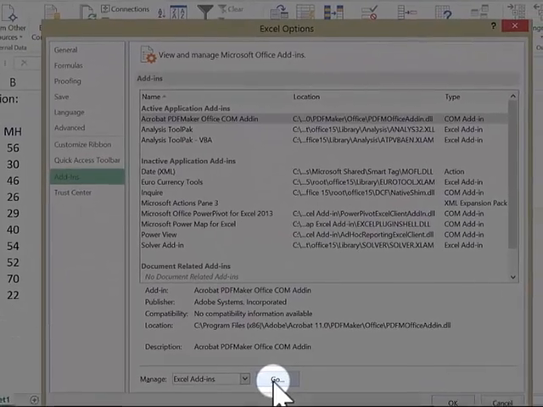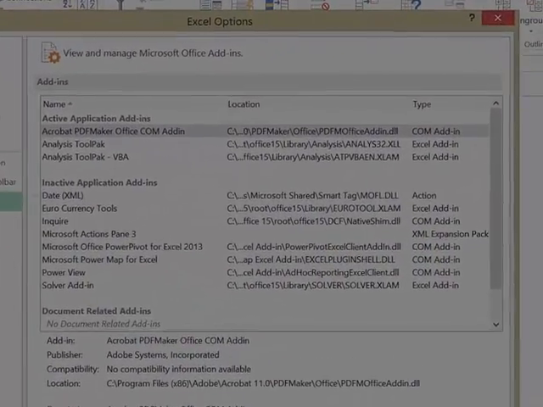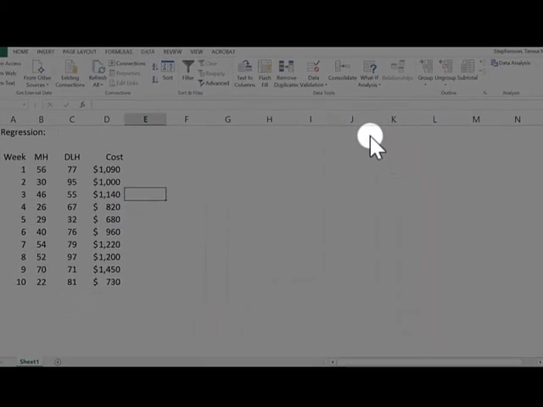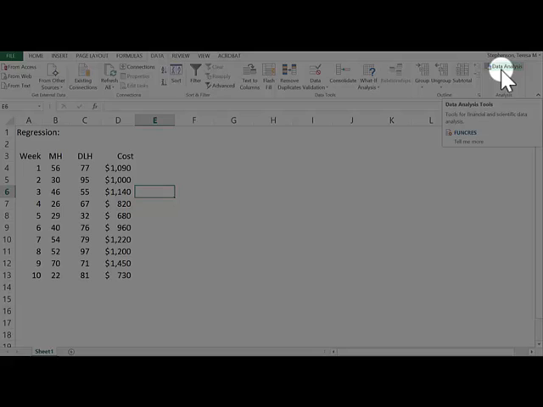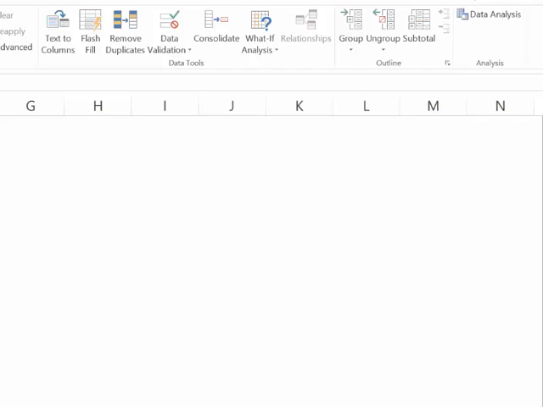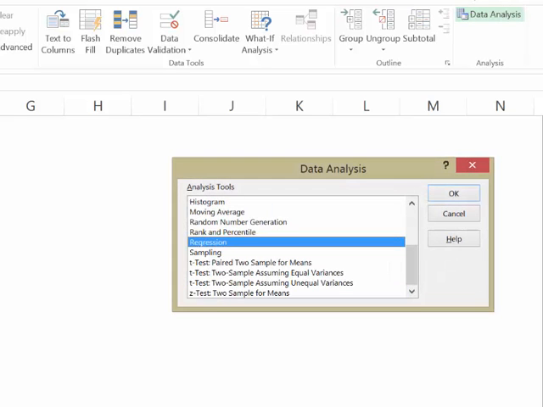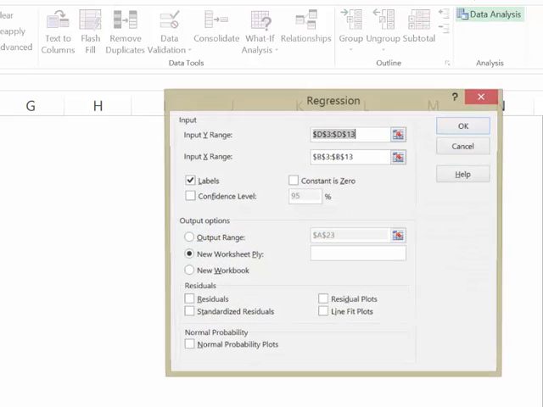and you want to go to Manage Excel Add-ins down here at the bottom, and make sure that Analysis Toolpack and Analysis Toolpack VBA are both checked, and hit OK. And then it should be up here under Data, all the way to the right, Data Analysis. If it's not, try closing Excel and opening it again and seeing if it's there at that point. So we're going to click on Data Analysis. We're going to choose Regression, so click on Regression and hit OK.